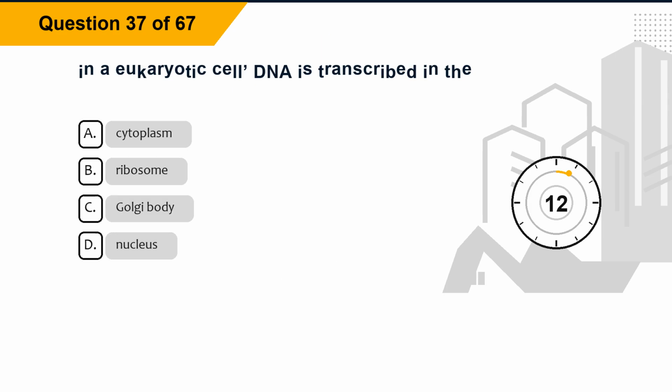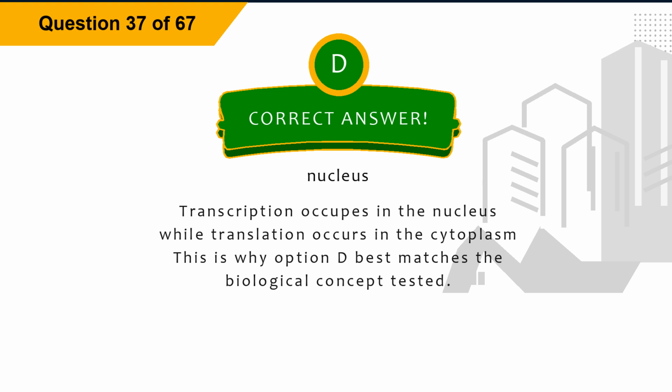Question 37. In a eukaryotic cell, DNA is transcribed in the. Option A, cytoplasm. Option B, ribosome. Option C, Golgi body. Option D, nucleus. The correct answer is option D, nucleus. Explanation. Transcription occurs in the nucleus while translation occurs in the cytoplasm. This is why option D best matches the biological concept tested.